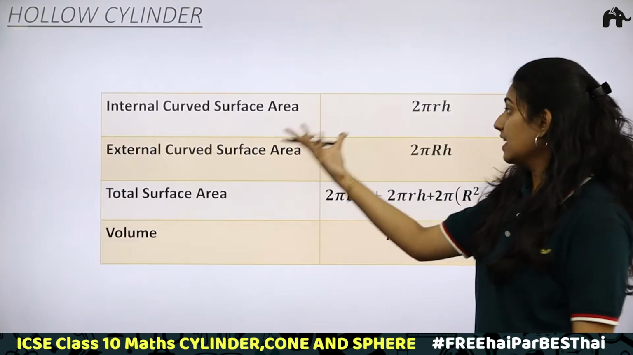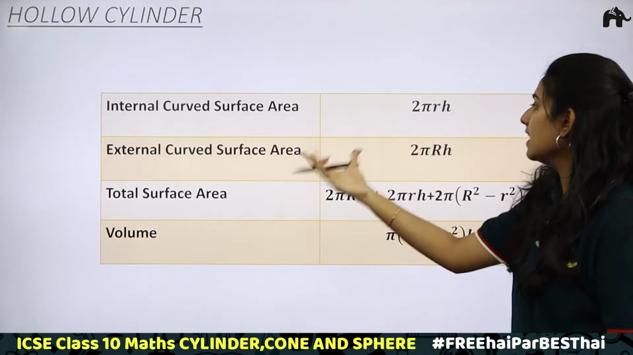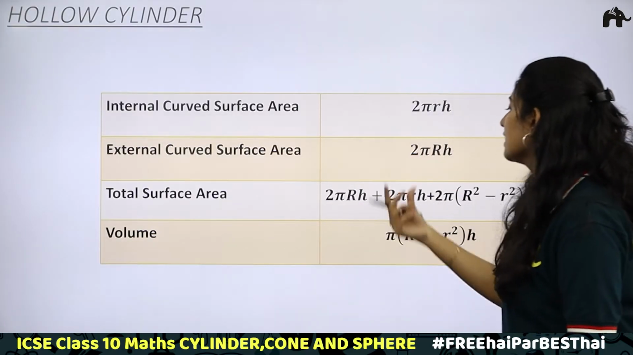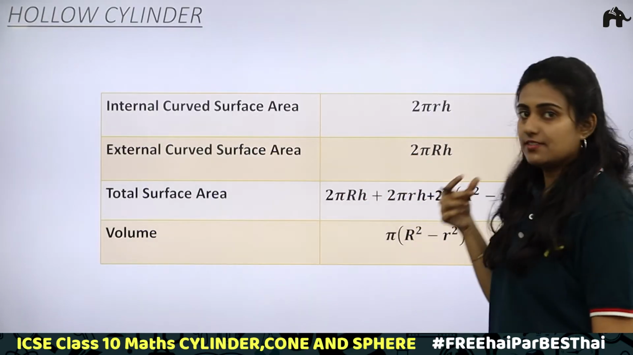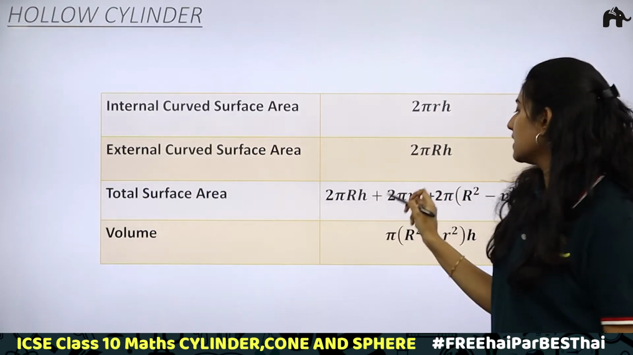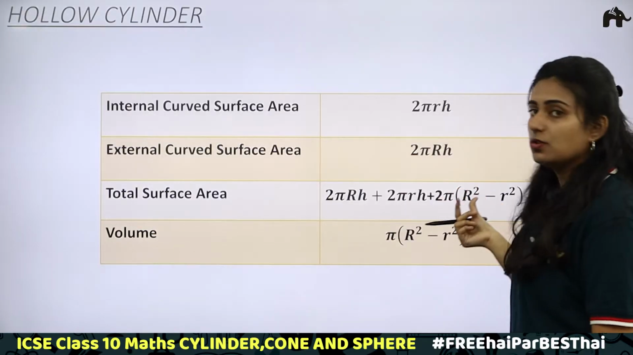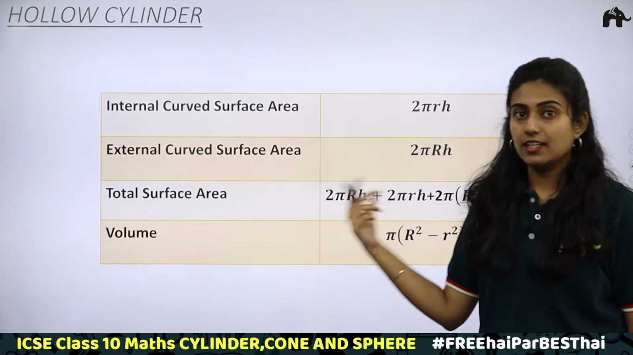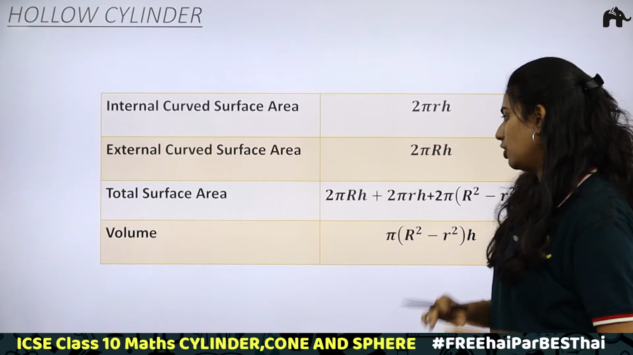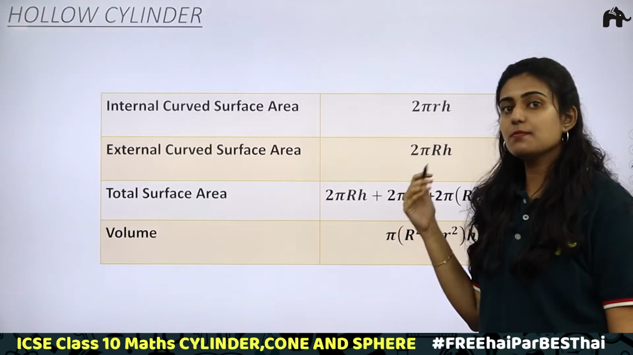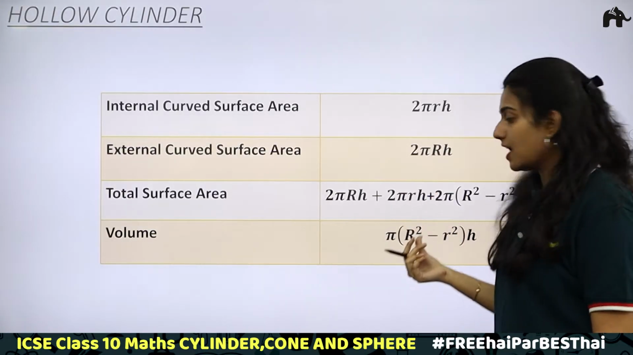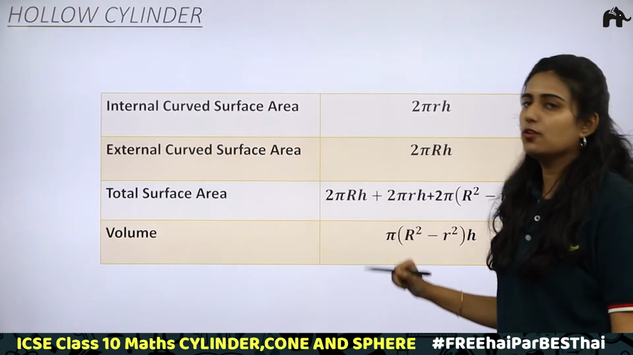Clear? Internal curved surface area is 2 pi r h. External curved surface area is 2 pi capital R h. Total surface area includes internal curved surface area, external curved surface area and 2 into area of cross section: 2 pi capital R h plus 2 pi small r h plus 2 pi into capital R square minus small r square. Then the volume will be external volume minus internal volume, which is pi capital R square h minus pi small r square h, and we get pi into capital R square minus small r square into h. So this is the case of a hollow cylinder.